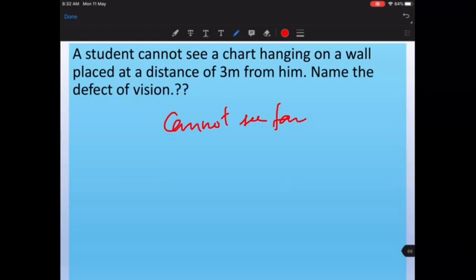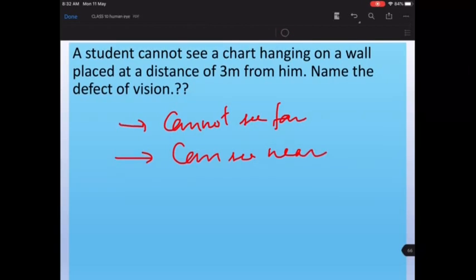Yes, correct. Very nice. It is myopia. Similarly, questions can be given to you like this: a person is not able to see at, let's say, 25 centimeters. He's only able to see at 1 meter. So what kind of defect is it? Very nice. It is myopia. Which means you can make out what kind of defect the person is suffering from.